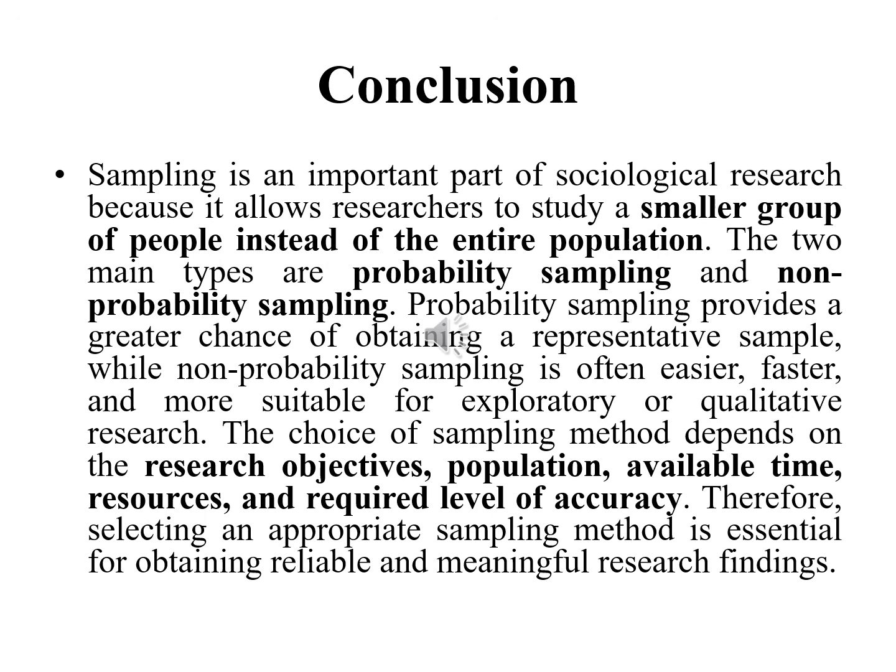Probability sampling uses random selection and usually gives a more representative sample. Non-probability sampling does not use random selection and is often easier and faster. So the researcher can choose the method according to the research objective, population, time, money and required accuracy, and has a lot of flexibility to choose according to the needs of the research.